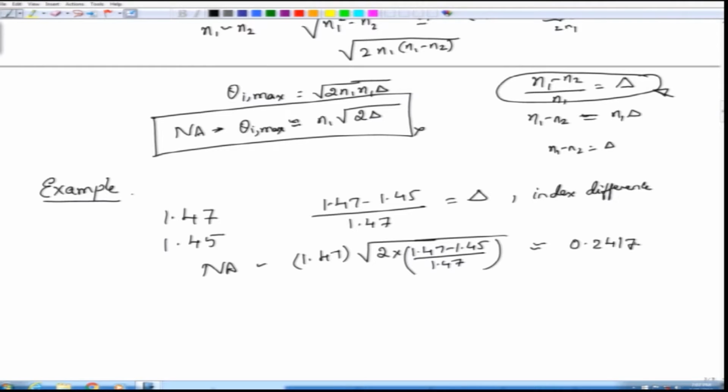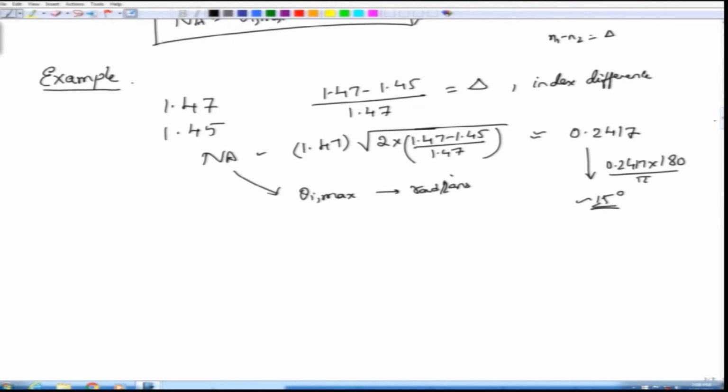0.2417. But remember, numerical aperture is nothing but theta I max, and this is expressed in radians. So, you want to convert this 0.2417 into degrees. To do that, you need to multiply this by 180 and divide the whole thing by pi. Roughly pi is 3, so 3 and 60, 60 into 0.25, so 60 by 4, this is roughly 15 degrees. Of course, the actual answer will be slightly different. You can calculate that from your calculator.